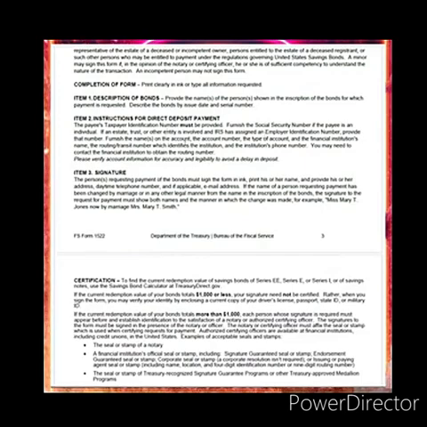Furnish the names on the account, number, the type of account, in the financial institution's name. The routing transit number, which identifies the institution and the institution's phone number. You may need to contact the financial institution to obtain the routing number.